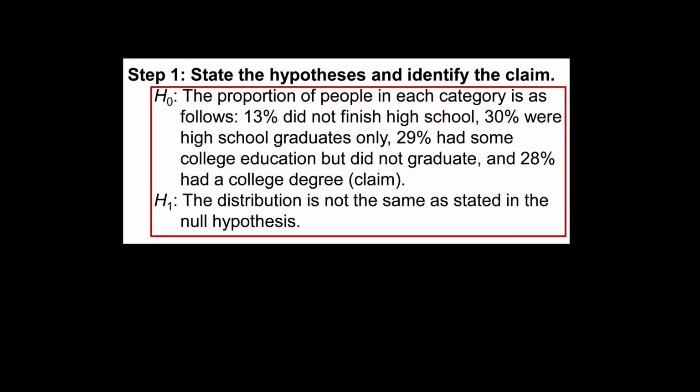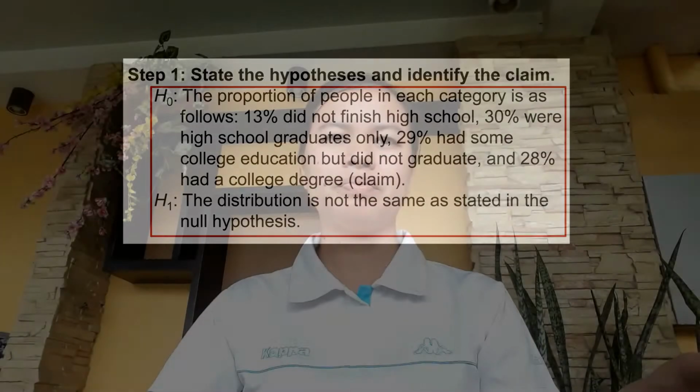H sub 0: the proportion of people in each category is as follows: 13% did not finish high school, 30% were high school graduates, 29% had some college education but did not graduate, and 28% had a college degree. That is the claim. Then H sub 1: the distribution is not the same as stated in the null hypothesis.